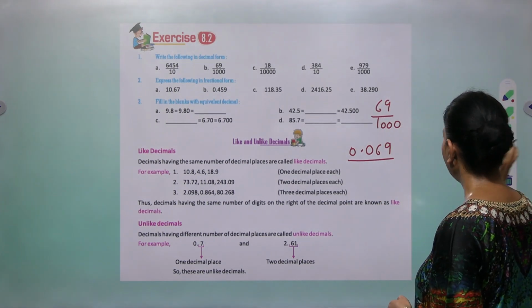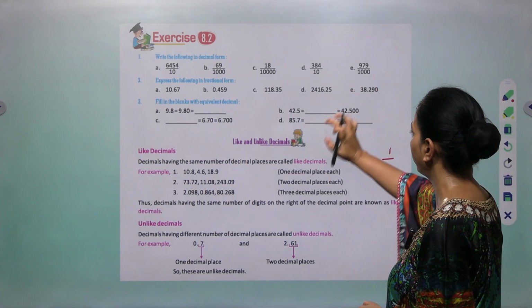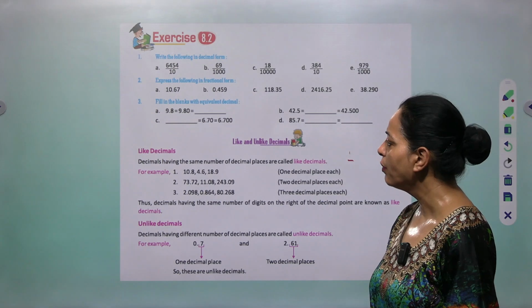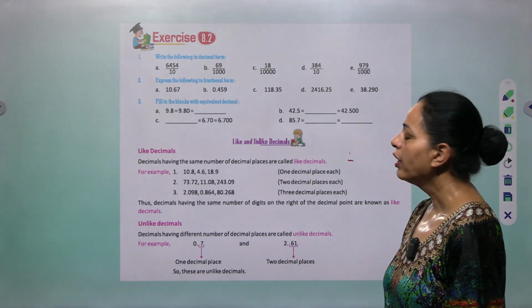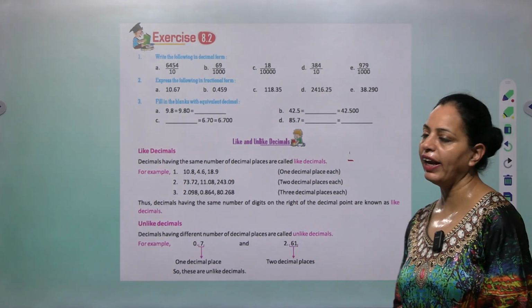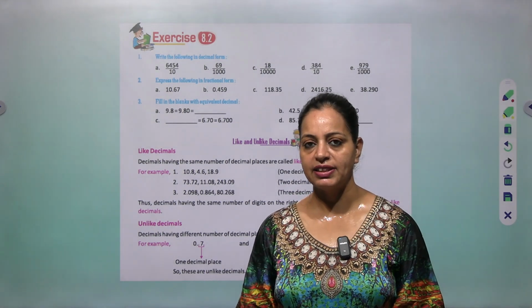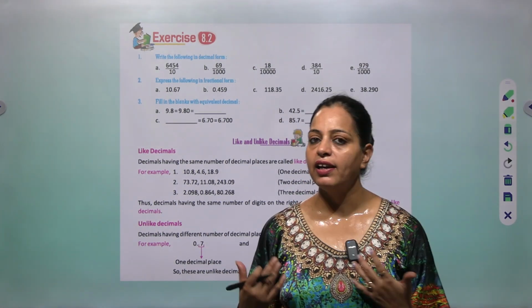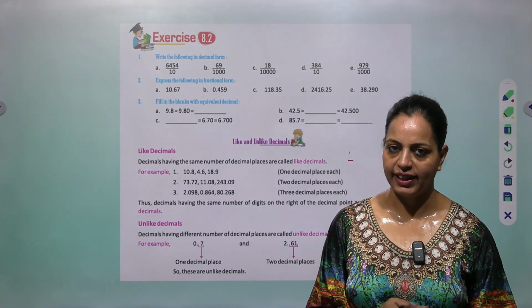You can try the remaining parts. So you can try the second question also, express the following in fractional form, and then the third one also. Now we are talking about like and unlike decimals. जैसे like fractions होते हैं, unlike fractions होते हैं, ऐसे ही like decimals and unlike decimals.